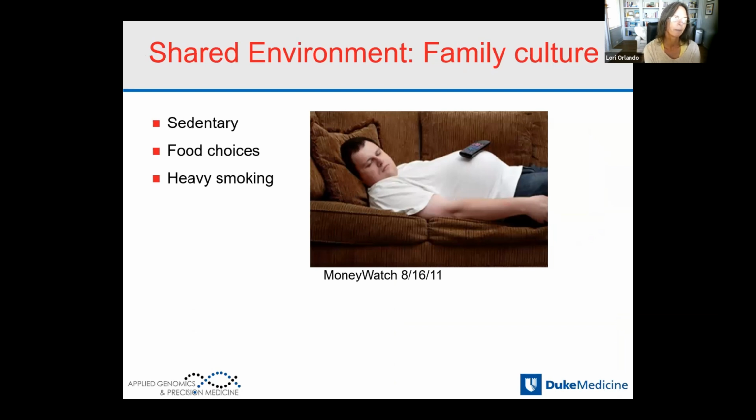Or it can be a family culture, such as we don't exercise, we just come home and watch TV, or we eat foods that are typical in the South where I live, which is heavily fried, lots of butter, every vegetable has to be covered in cheese sauce. Things like that also lead to disease risks that aren't inherited. Next slide.